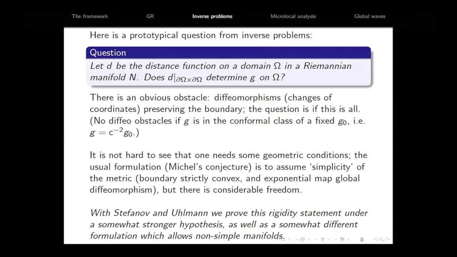Again, it's really not the specifics of this that I want to get into, but this is strictly convex boundary and no conjugate points, which happens to give global diffeomorphism. And there's freedom there. This is a conjecture. You can come up with your own conjecture under other hypotheses. And so what we proved with Stefanov and Uhlmann is a rigidity statement. So this metric is determined up to the diffeomorphism invariance under a somewhat stronger hypothesis, but in a different formulation which allows non-simple manifolds.